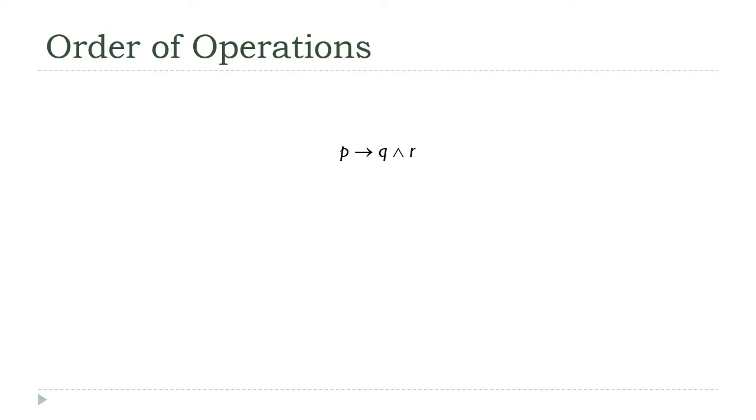Our logical statements share a problem with arithmetic statements. Sometimes you can't tell what's meant just by looking at an expression. In my example here, for example, does this mean this, where the conditional has to be done first, or this, where the conjunction is done first? Well, you can check on your own by writing out the truth tables that these two statements are not equivalent.